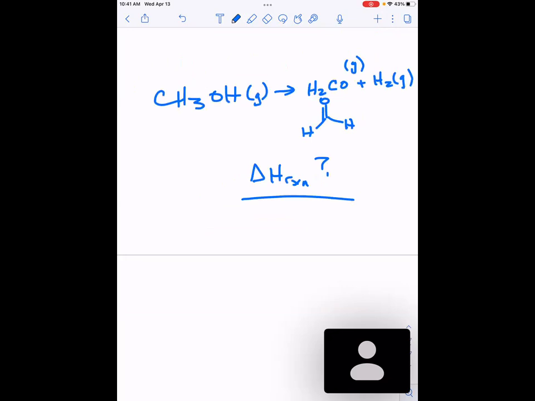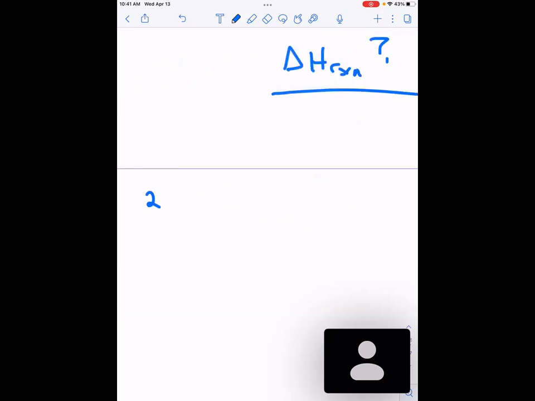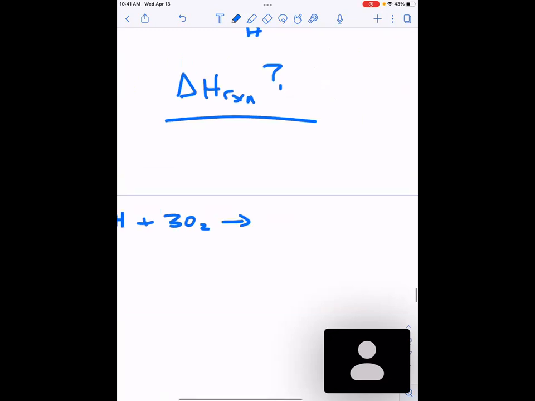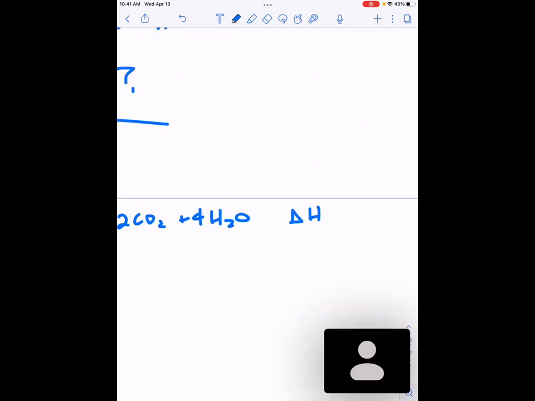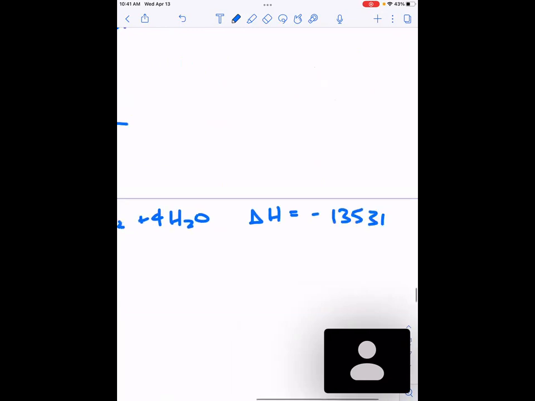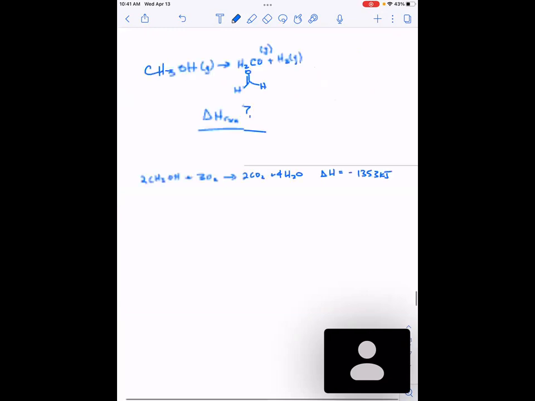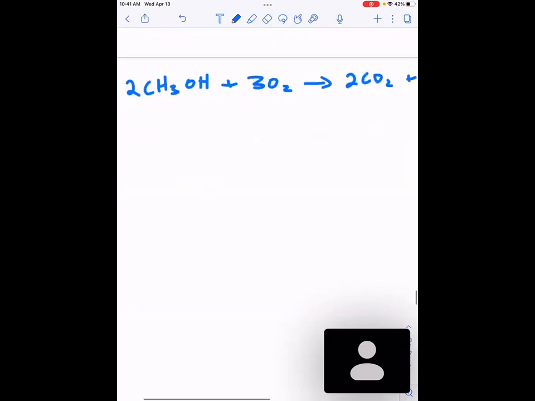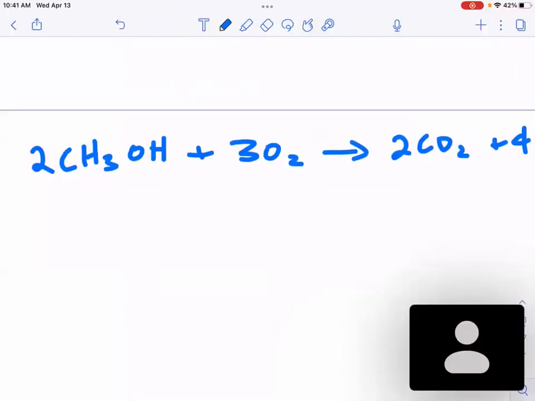So these are the experiments that were done. You took 2 methanols plus 3 oxygens, and that gave you the products, and for this experiment, delta H is negative 1353 kilojoules. Another experiment that was done was taking formaldehyde and then reacting that with oxygen.